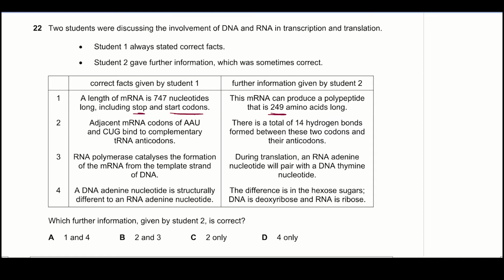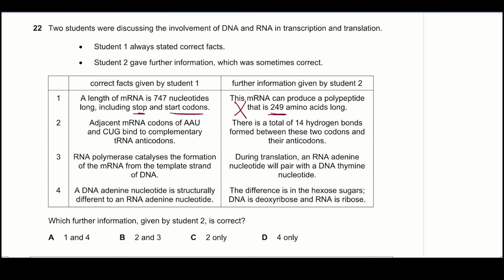In this case, this is incorrect because as we know, 3 nucleotides code for 1 amino acid. So if we divide 747 by 3, it's going to give us exactly 249. The issue is, here it's mentioning stop and start codons. Therefore, it will be way less than 249, not exactly 249. So this is incorrect.